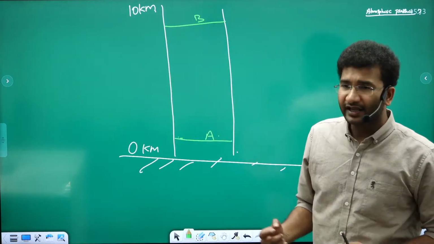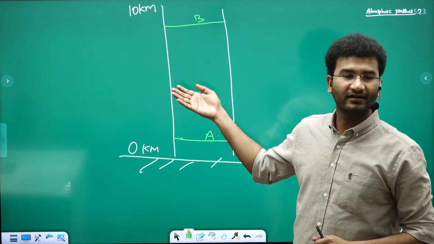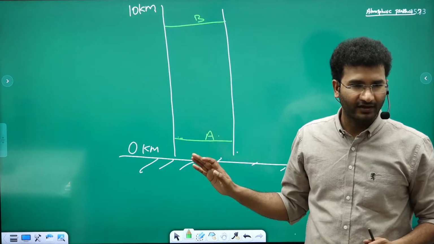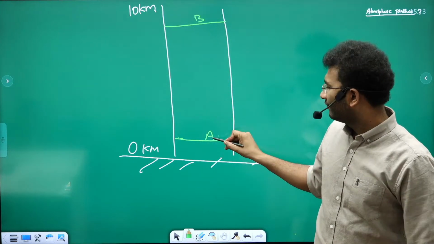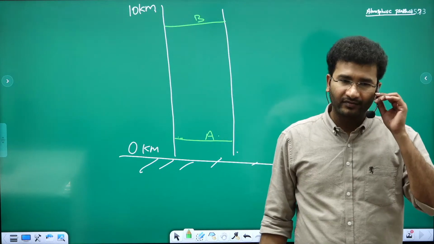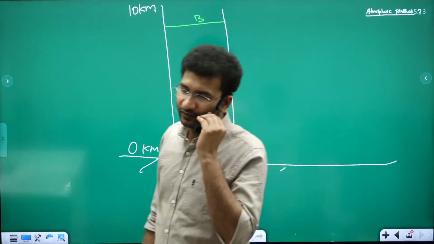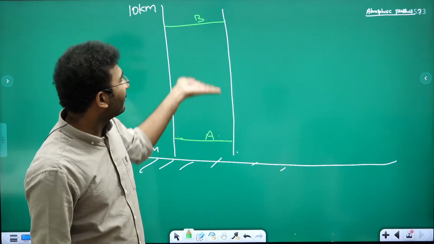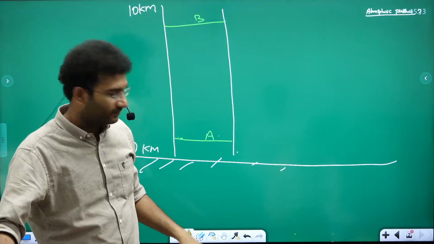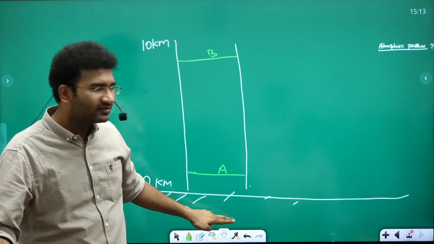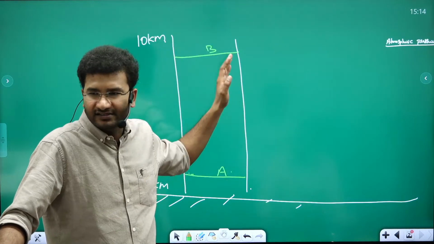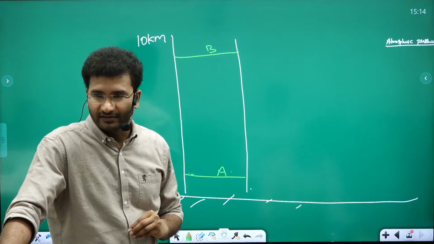Now the weight of the air at a particular level is defined as the pressure experienced at that particular point, right? So you tell me, will there be more pressure at A or at B? At A. Why? Because the air above A is more and the air above B is less, right? So by this logic, we can tell that the atmospheric pressure is more at A and less at B, right?